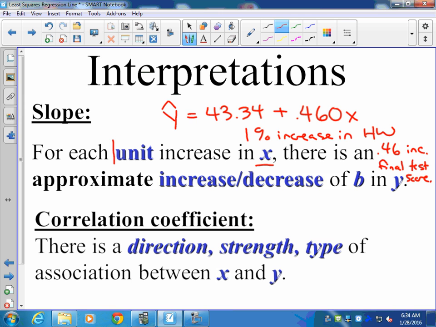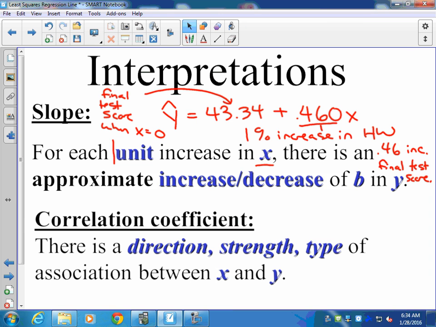Remember, it's always going to be a value that we want to put over 1 if we want to turn it into a regular slope. Now, if we want to interpret our y-intercept, the y-intercept would be the final test score, my y variable name, when x equals 0. So if a person got a 0 for their homework score, this prediction equation would predict that they would get a final grade of 43.34.